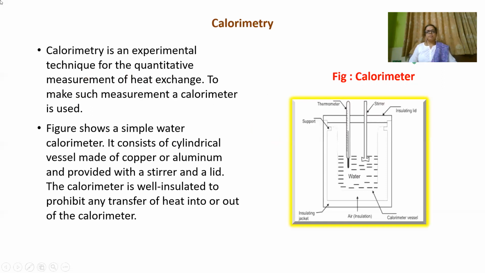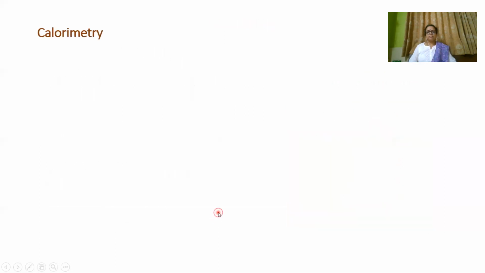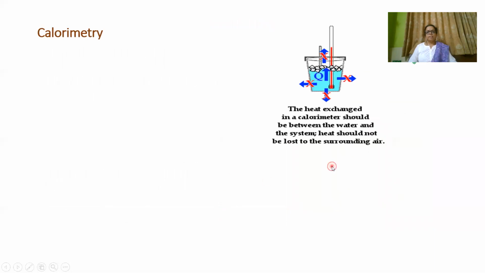Calorimeter is shown in the figure. It shows a simple water calorimeter. It consists of a cylindrical vessel made up of copper or aluminium and provided with a stirrer and a lid. This is the lid. The calorimeter is well insulated to prohibit any transfer of heat into or out of the calorimeter.